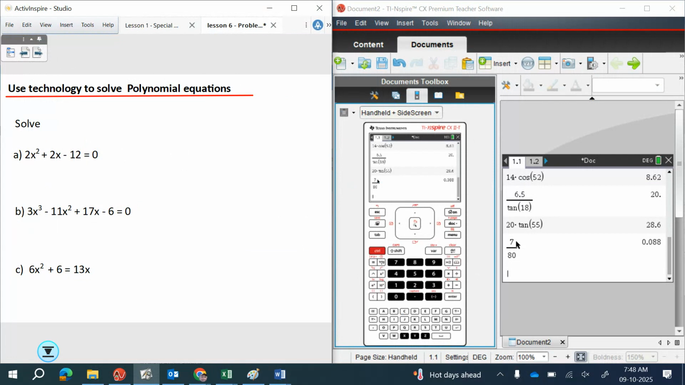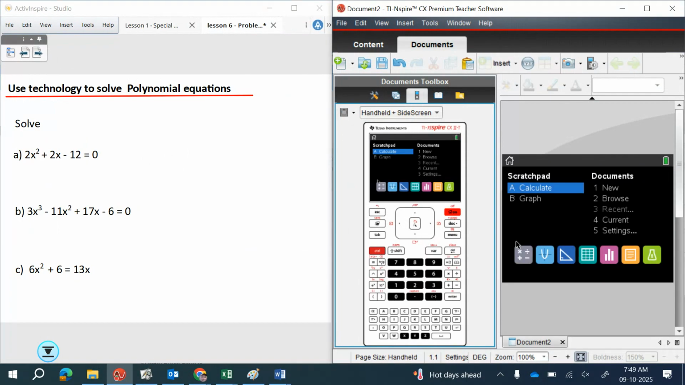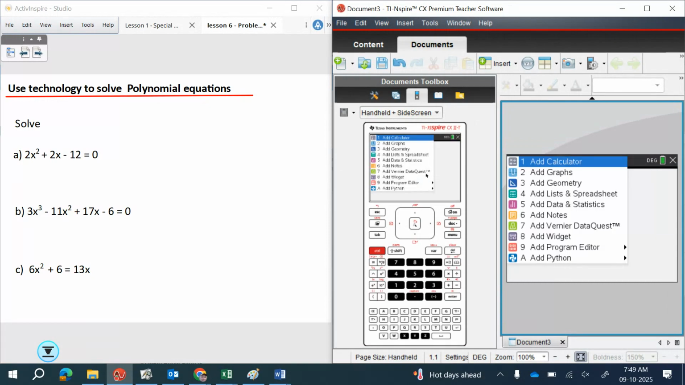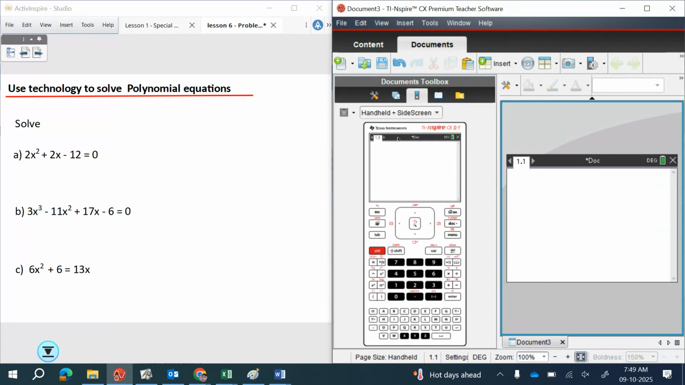N-solve is great, but it only gives you one solution. We will look later in the course at how to get multiple solutions out of N-solve. But for polynomials, your best and quickest technique is to use the polynomial root solver. So I'm just going to start off with a nice fresh calculator. I'm going to press 1 for new, press no to save. Always add a calculator page, and in fact we're going to use the calculator page for this.